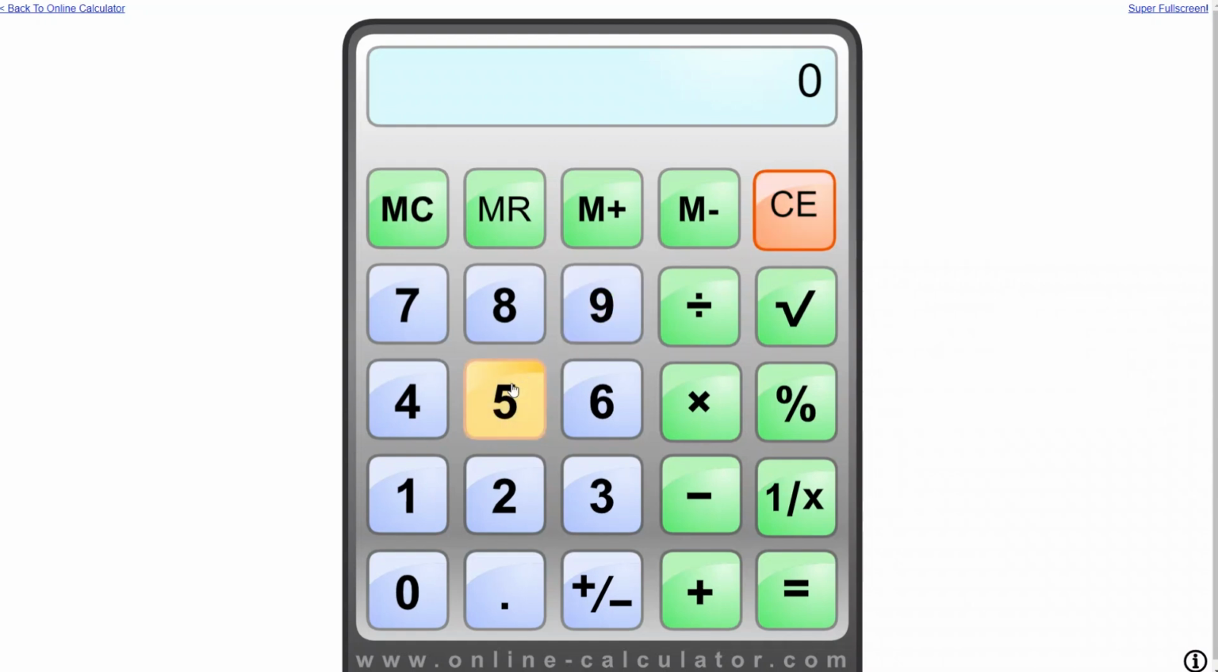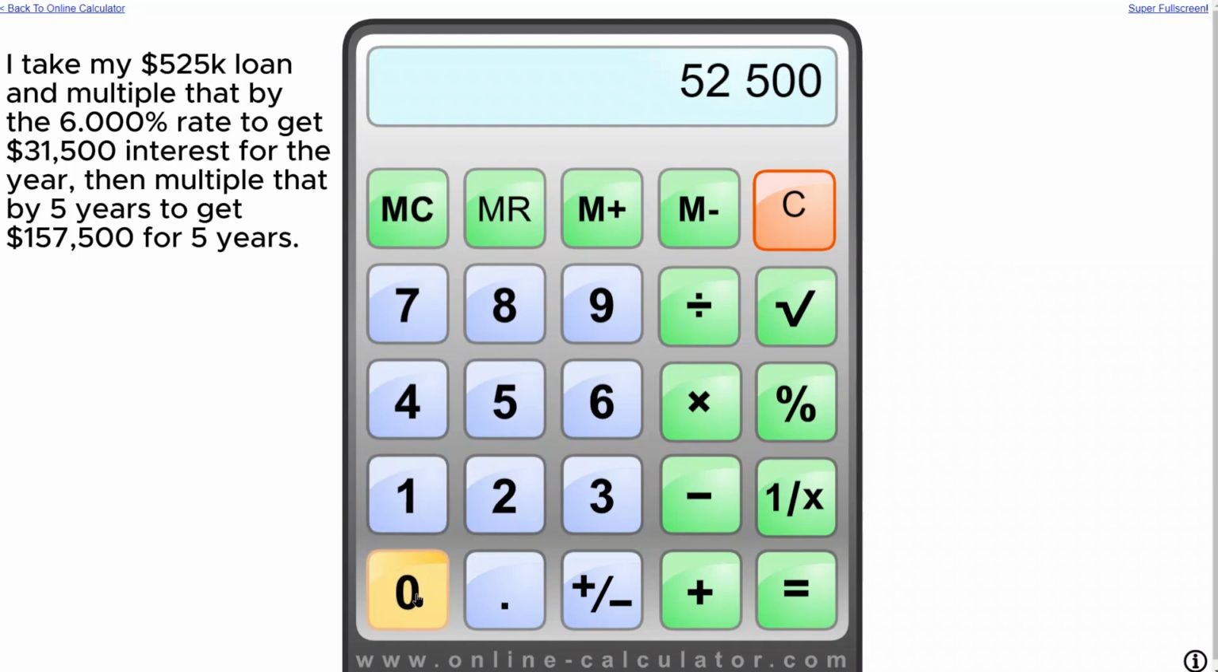So after my down payment, I'm going to be doing, you guessed it, a $525,000 loan. I'm going to take this $525,000 loan and multiply that by the first prospective rate of 6%. Okay. And I get $31,500 in interest for the year.